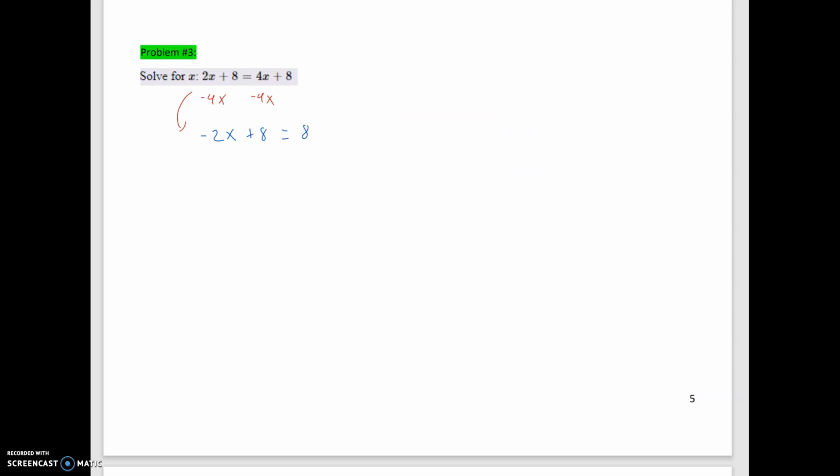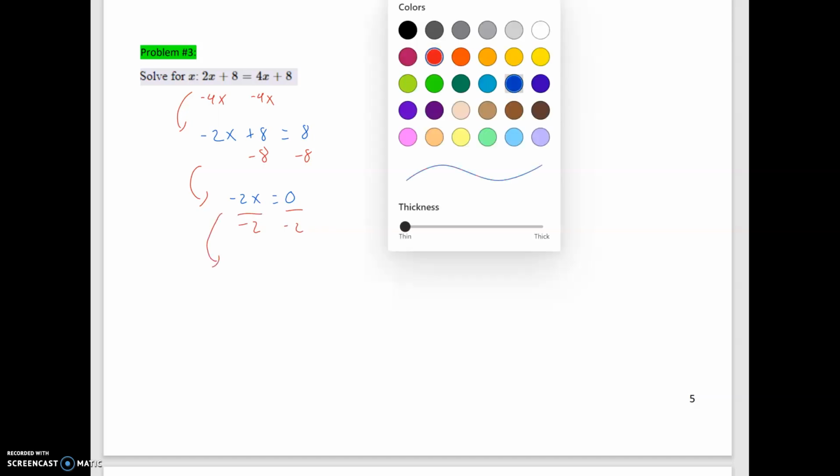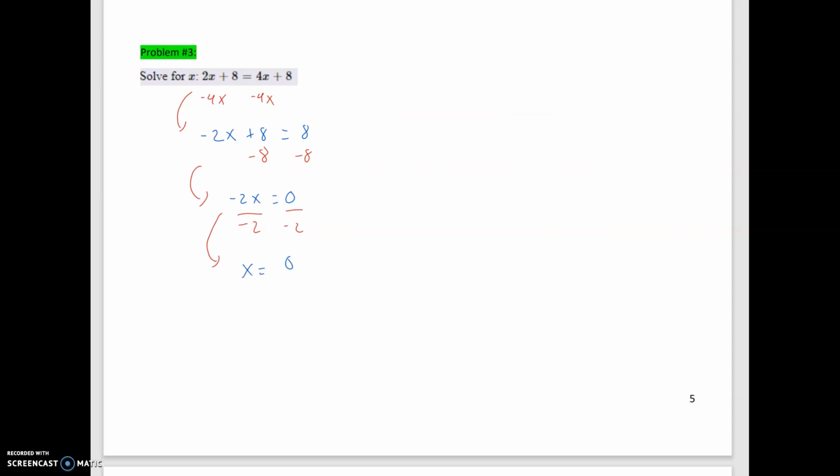And then we'll subtract the 8. So subtracting 8 minus 8 is going to leave us with -2x is equal to 0. And then we'll divide both sides by -2. Since the 0 is on the numerator, we end up with x is equal to 0 divided by -2, which is 0. And our final answer is x is equal to 0.